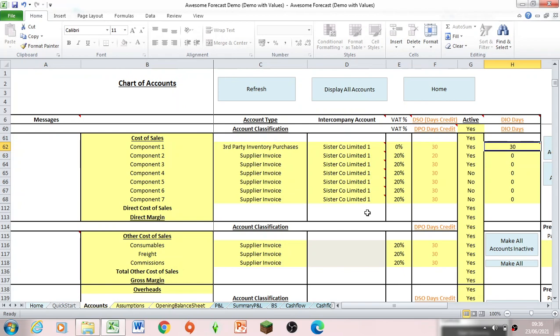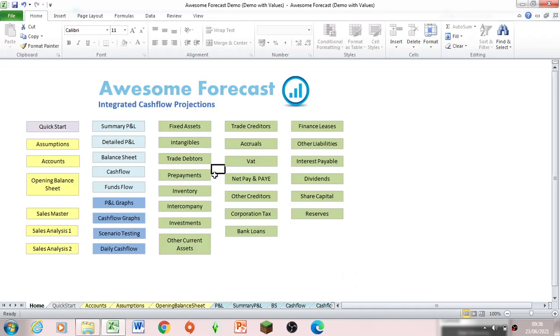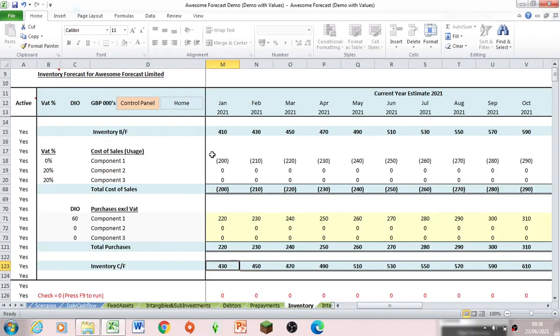If we go back to the accounts and I change that to 60, so we now expect to hold 2 months worth of stock, we would have some brought forward stock, which is 410. And going back to the inventory page, we can now see that we had 410 brought forward. We expect to sell 200. Now this time our purchases are based on 2 months ahead, so we are buying in January enough to cover March, which means that our stock carry forward is 430, and that represents enough stock to cover the next 2 months, i.e. 60 days worth of stock.